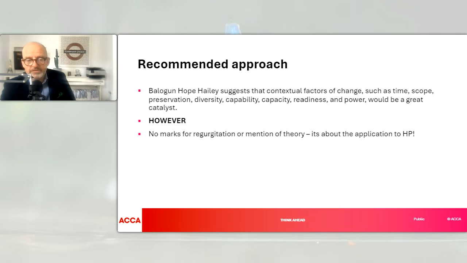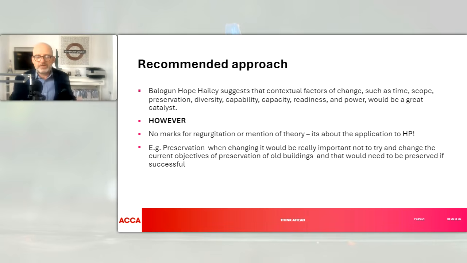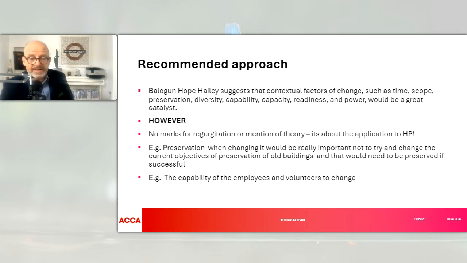What you weren't supposed to do was regurgitate the Balogun-Hope-Haley model. No marks for that, and that doesn't look very professional. Yeah, it's application to historical palaces. And so, for example, if we were thinking about what would it depend on? Will it be depending on preservation? Yeah, and what we would want is to preserve the current objectives, and unfortunately they use the word preservation again, but keeping the old buildings in good condition. That's what it was about. So if the change is going to really work, we would need to make sure that our objective of keeping old buildings in good condition was maintained.